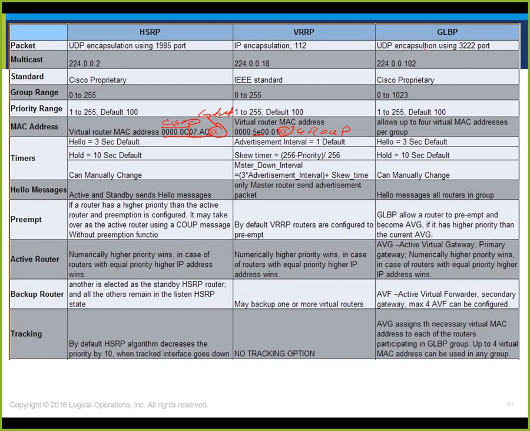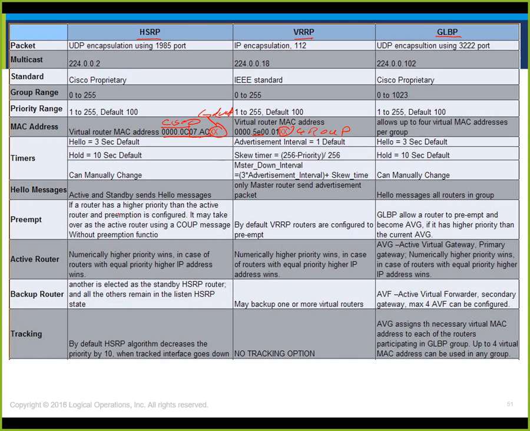And GLBP, which is beyond the scope of this, is Gateway Load Balancing Protocol. With each of these we have to do a manual load balancing by putting half of our IP addresses with one gateway and half with another gateway. And then they will go to whichever of their devices is active, because we're using the virtual addresses as the IPs.